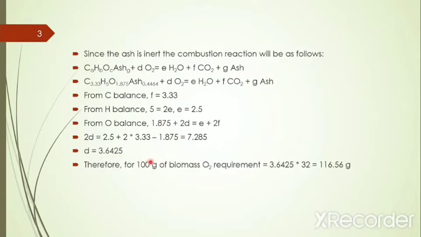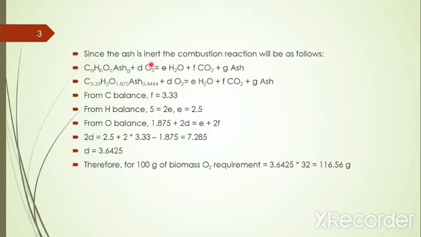Now we can find out, for 100 gram of biomass, what is the oxygen requirement, because we have found D, the mole of oxygen. The D we found is 3.6425. So what will be the mass of oxygen then? If you know the mole, the mass will be mole into molecular mass. Here we have to take the oxygen molecule, because O2 is coming in this equation. So we have to take care of that.